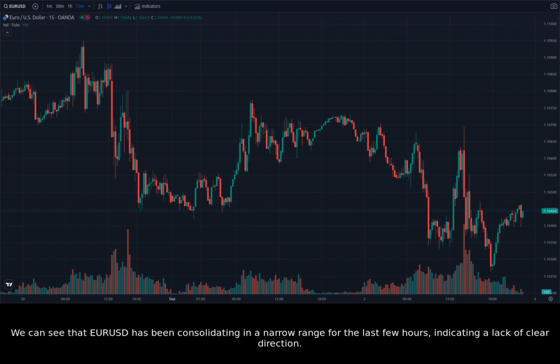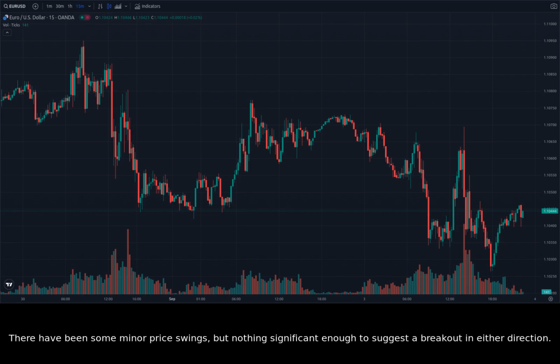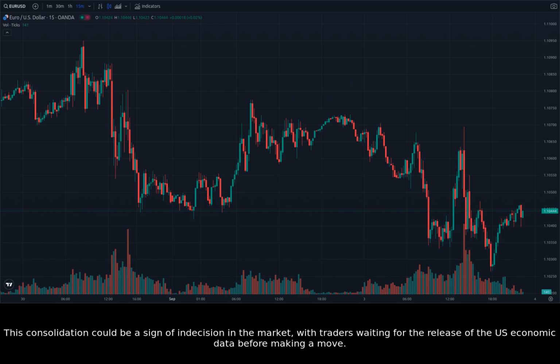We can see that EURUSD has been consolidating in a narrow range for the last few hours, indicating a lack of clear direction. There have been some minor price swings, but nothing significant enough to suggest a breakout in either direction. This consolidation could be a sign of indecision in the market, with traders waiting for the release of the US economic data before making a move.